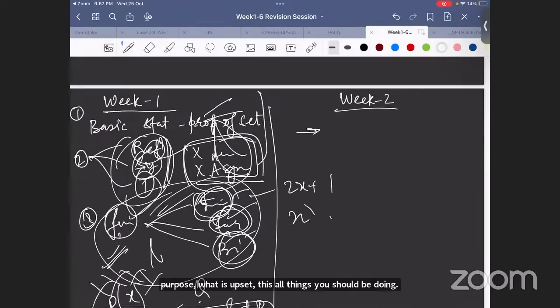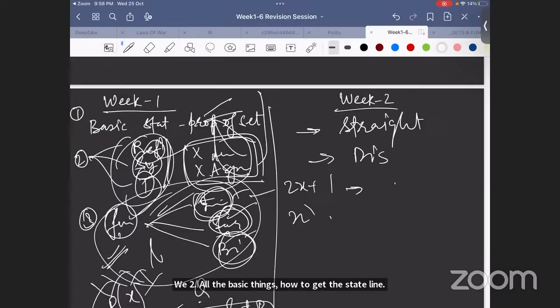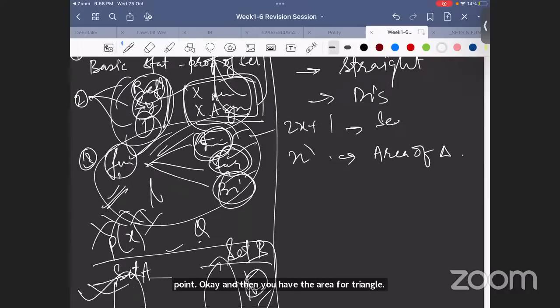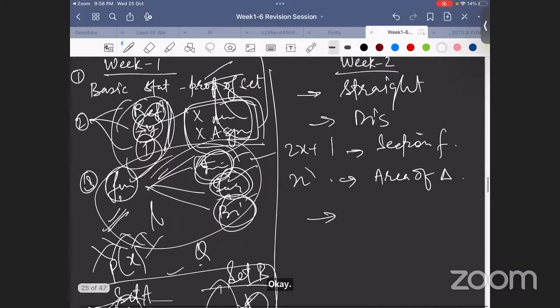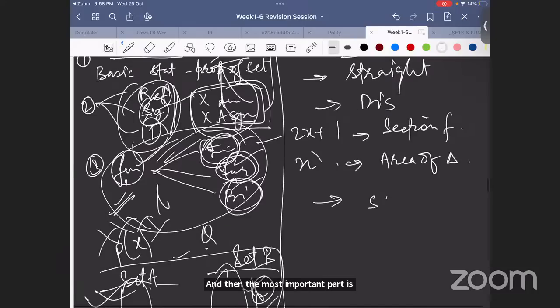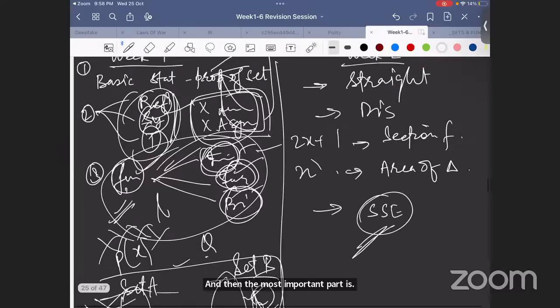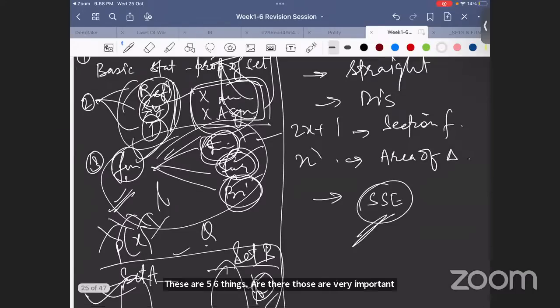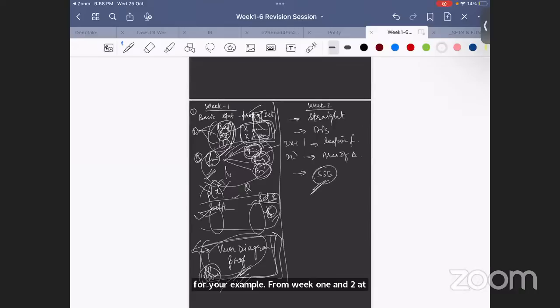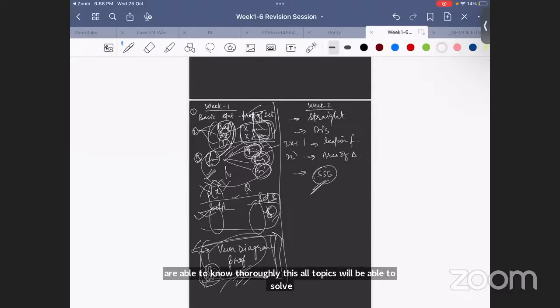Week 2, all the basic things: how to get the straight line, distance between 2 points, distance of a line from a point, and then the area of a triangle, section formula, and then the most important part is SSC. These 5-6 things are very important for your exam from weeks 1 and 2. If you know all these topics thoroughly, you will be able to solve 70 to 80, 90% of the problems.